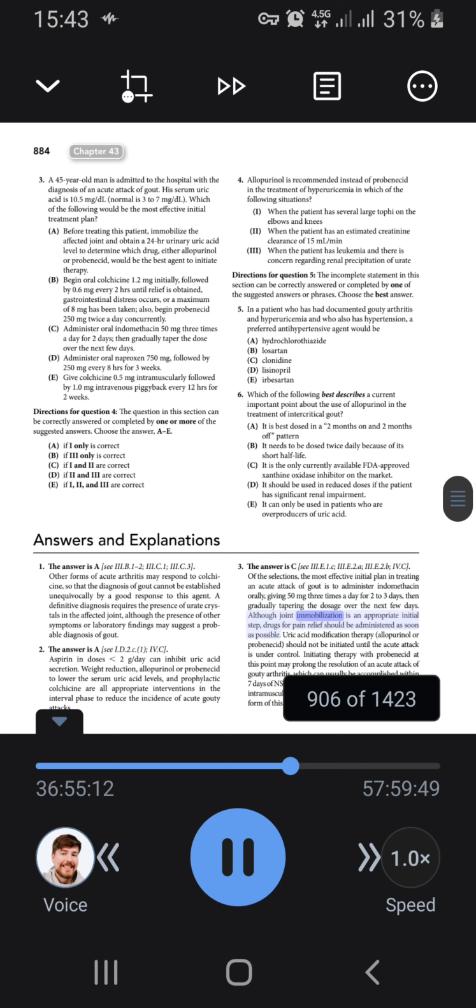Although joint immobilization is an appropriate initial step, drugs for pain relief should be administered as soon as possible. Uric acid modification therapy, allopurinol or probenecid, should not be initiated until the acute attack is under control. Initiating therapy with probenecid at this point may prolong the resolution of an acute attack of gouty arthritis, which can usually be accomplished within 7 days of therapy. Colchicine should never be given intramuscularly because it causes tissue irritation. The IV form of this drug has been removed from the market.